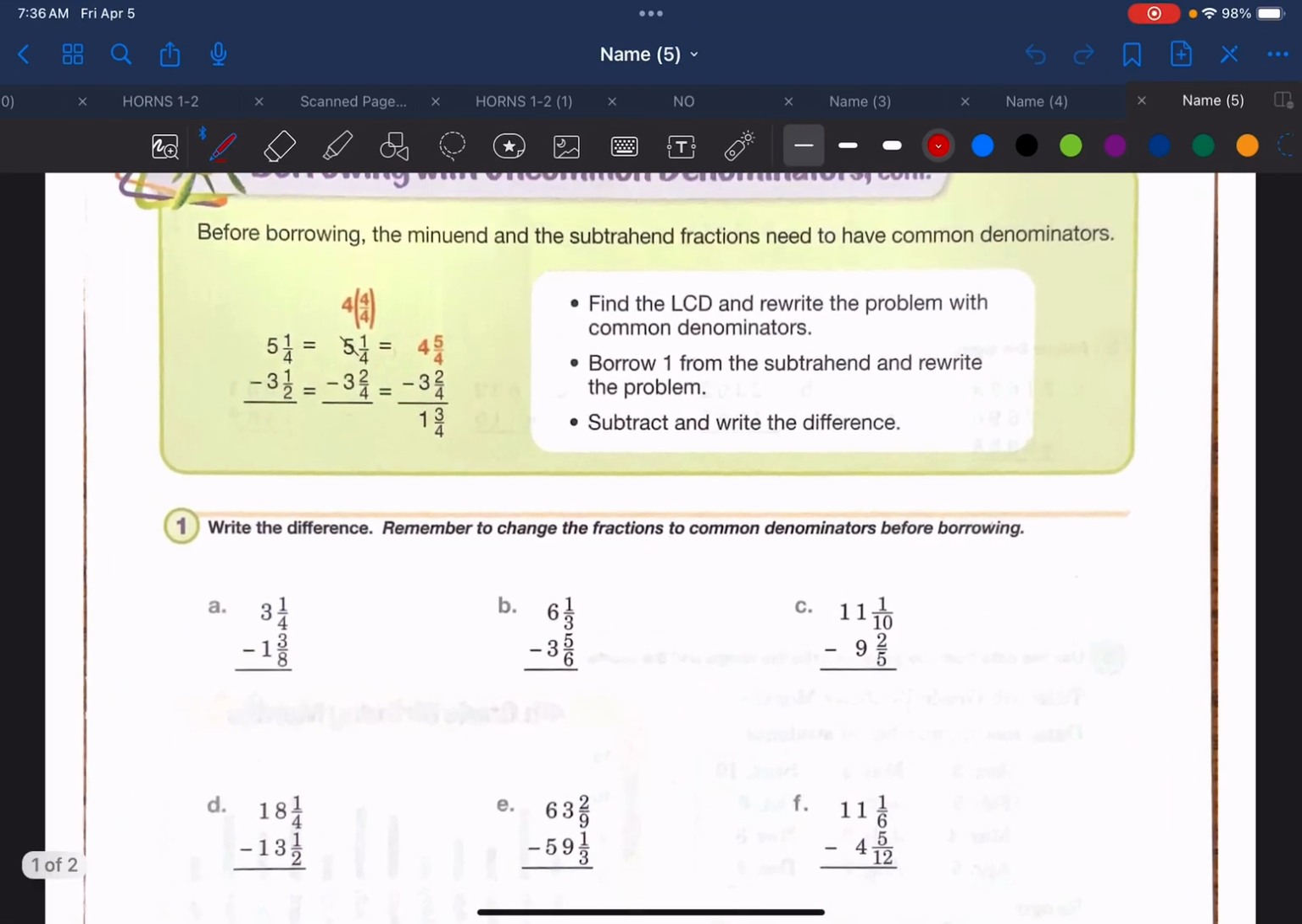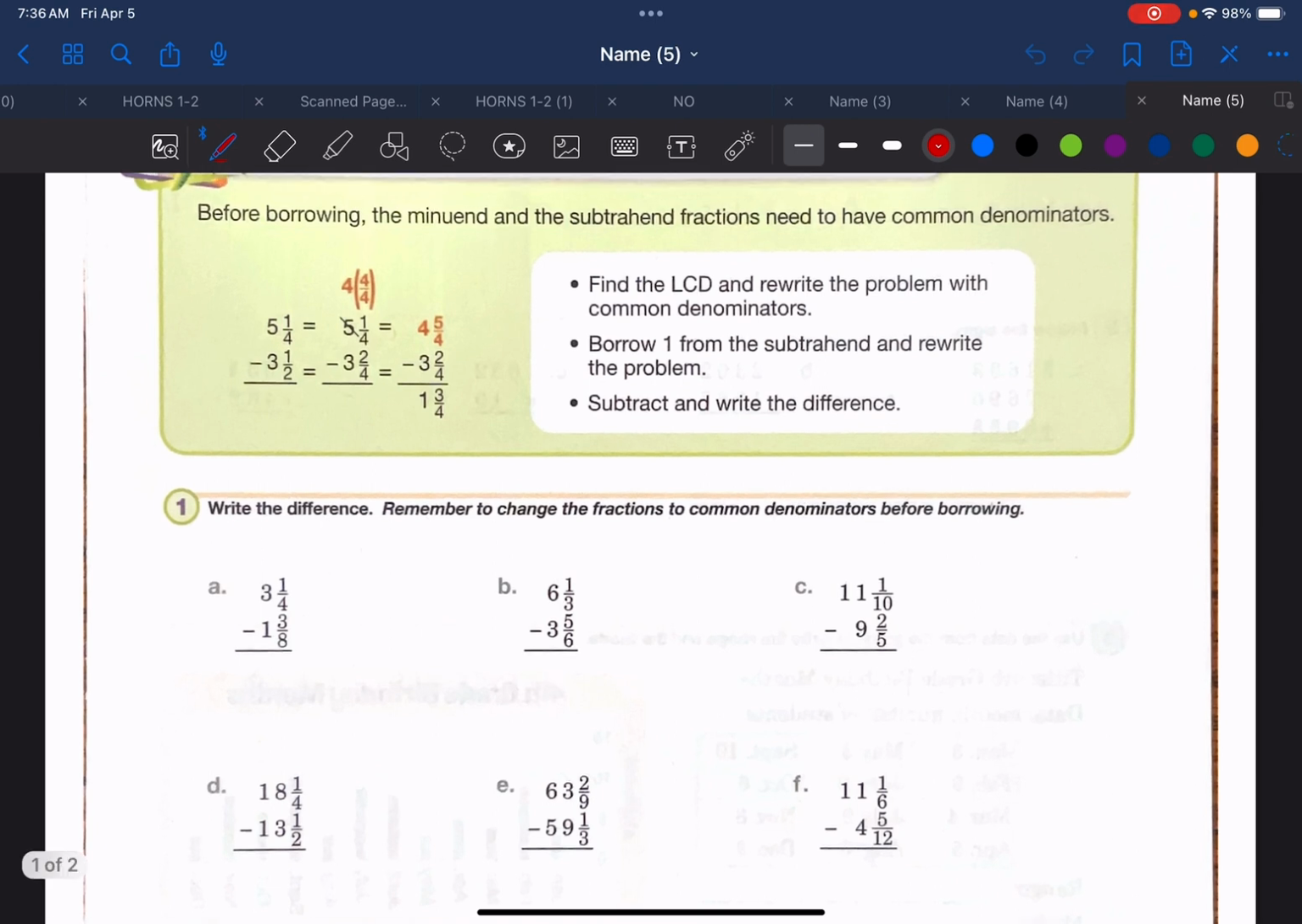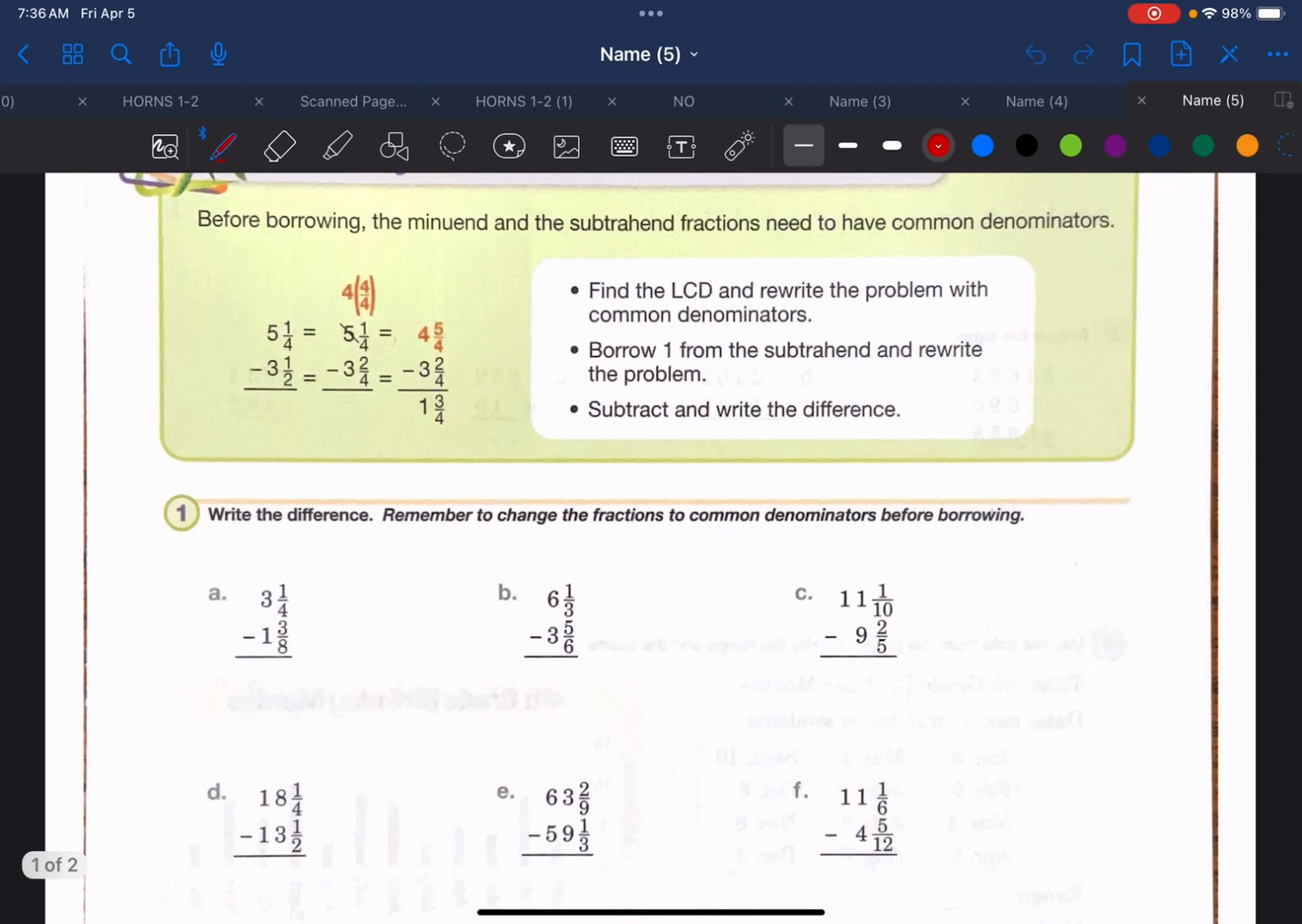Good morning, fourth grade. Today you have lesson 129, and this is a continuation from the last lesson, just more practice borrowing when the denominators are uncommon. So before borrowing, you have to make sure you even need to borrow, but before you can even do that, you need to check to see if the denominators are the same.